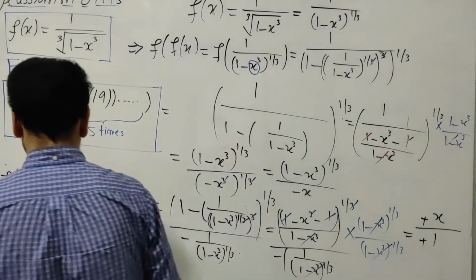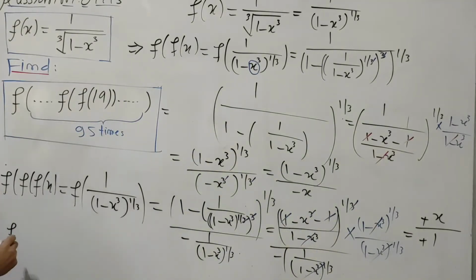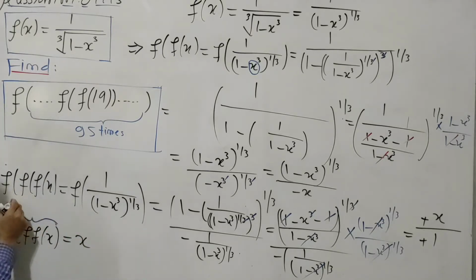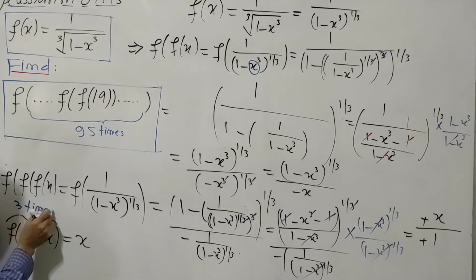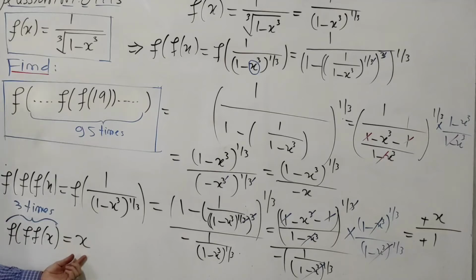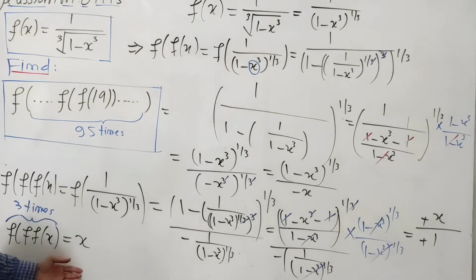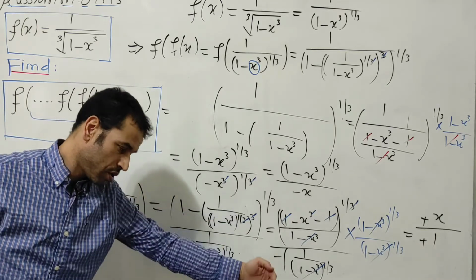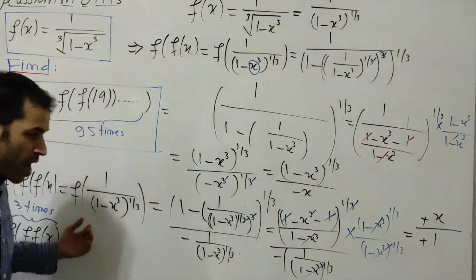So I will have the third-time composition of this function of x giving me x. This is 3 times. Three times composition is giving me the identity function, which is x. So this pattern keeps repeating every 3 times. Every 3 times we have an identity function.